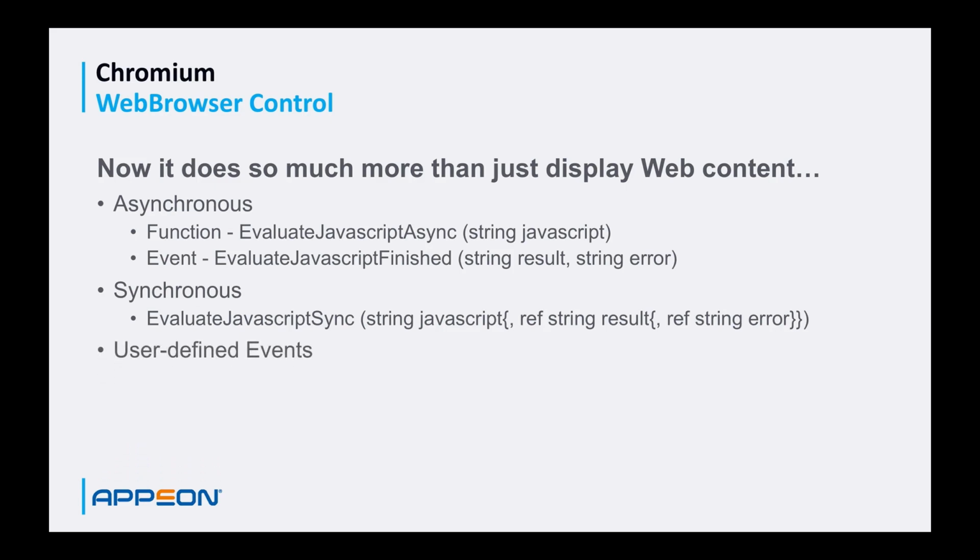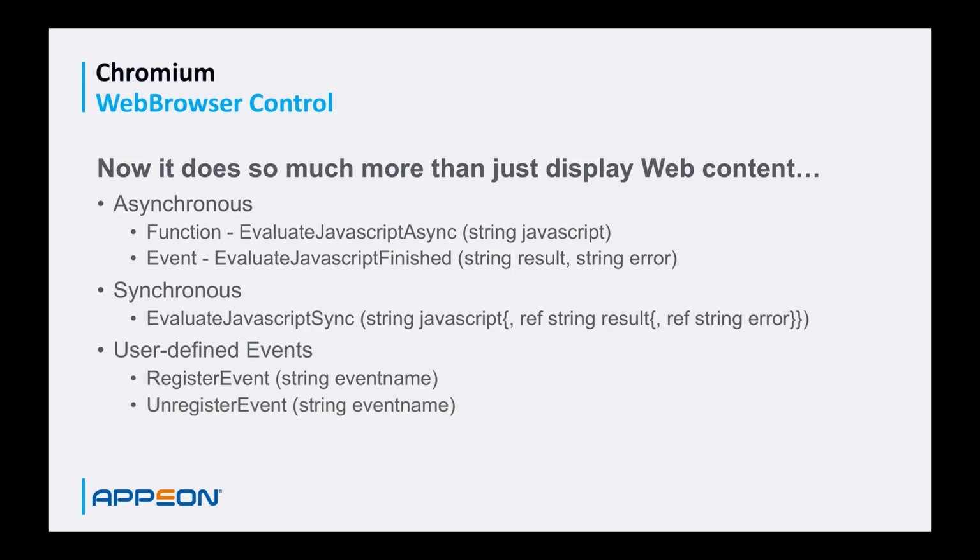Now, we also support user-defined events. With the web browser control, you can create a user-defined event, and then inside the JavaScript of the web browser control, when that event takes place, it would trigger an event inside PowerScript. So the register event basically is to start listening for that event, and you would pass the event name.